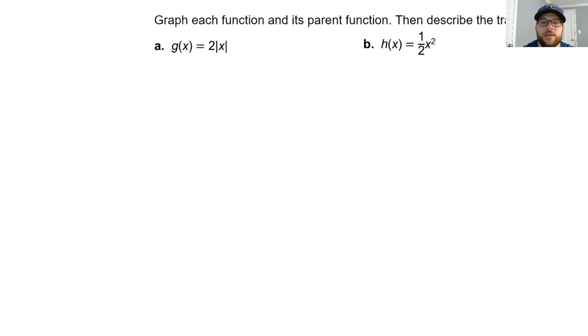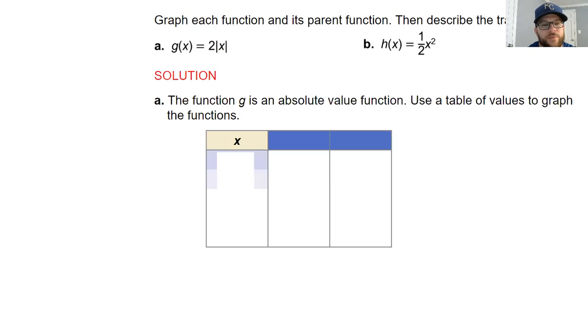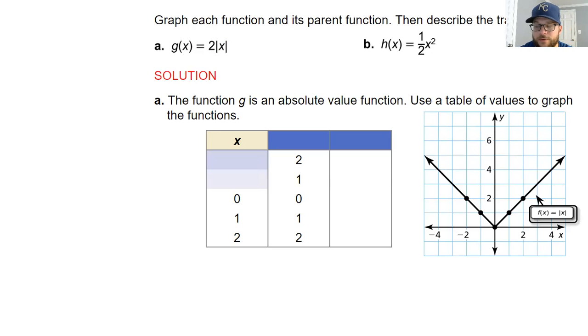Okay, looking more at transformations with stretching and shrinking, g of x is 2 times the absolute value of x. So we're going to look at first our table of the graphs, and we're going to pick the points 0, 1, 2, -1, -2. Plugging those into the parent function, which is just the absolute value of x, you get 2, 1, 0, 1, 2. That is the parent function of the absolute value of x.